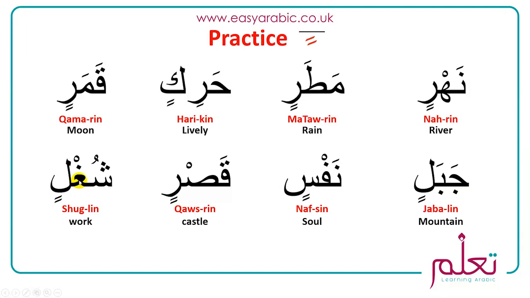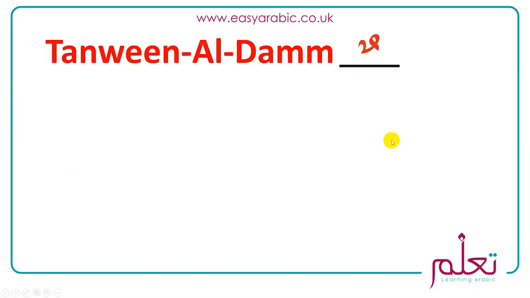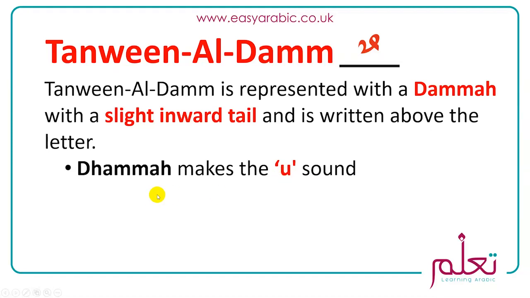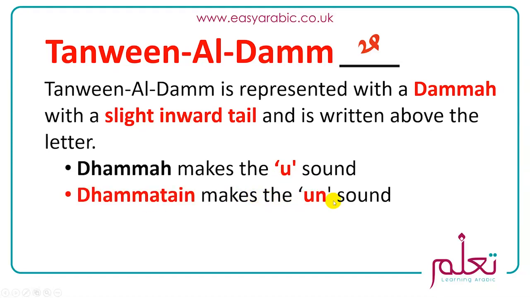Okay, let's look at the Tanween al-Damma, which is also referred to as Dammatain. And again, what that does, it can either be two Dhamma signs in some places, or like this with a tail, an inward tail. What it does is it doubles the Dhamma. So where the Dhamma makes the U sound, the Dhammatain makes the Un sound.